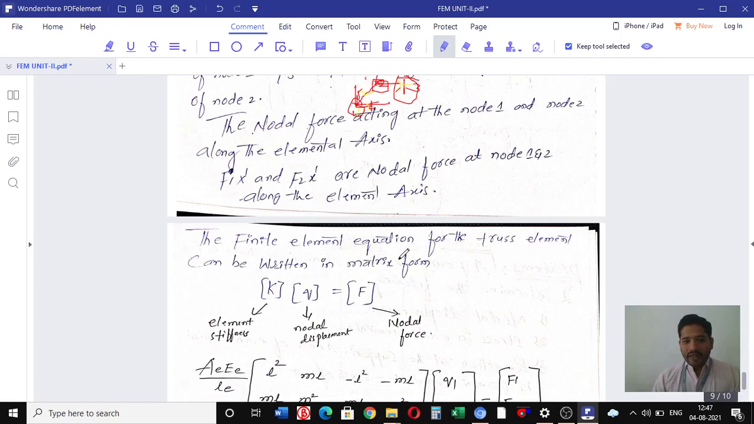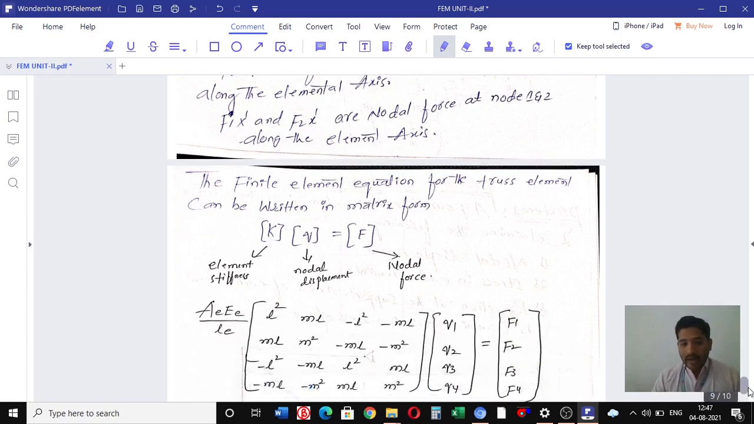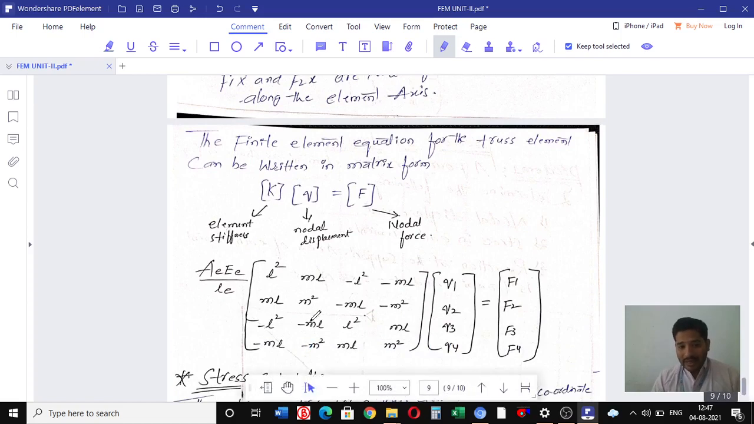Then after that we can easily find out the finite element equation for a truss element. We have the equation K Q equal to F. Already we stated that K is nothing but the elemental stiffness matrix, Q is the nodal displacement matrix, and F is the nodal force vector. Clear?